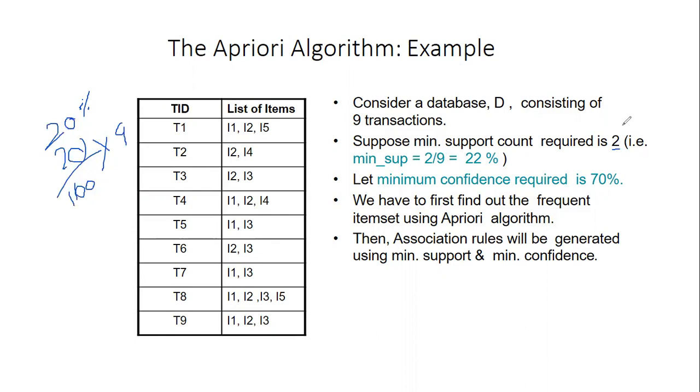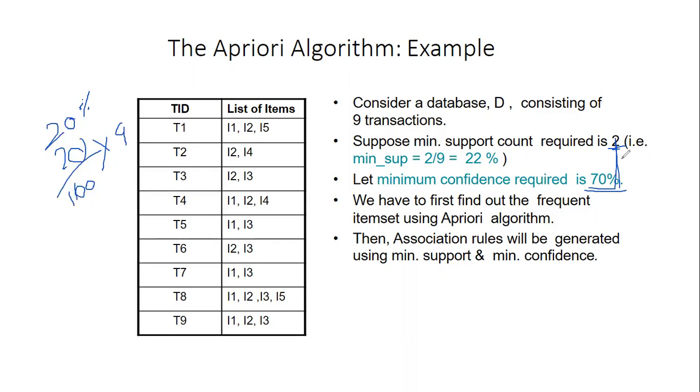Okay, 30%. 30 divided by 100 into 9. Like that you can convert. And here the confidence is given as 70%. Remember, minimum support is 2 and the confidence is 70%. What are these? These are the metrics.